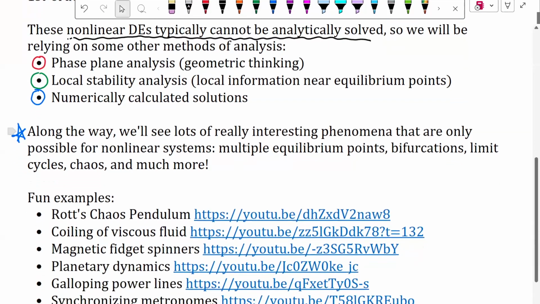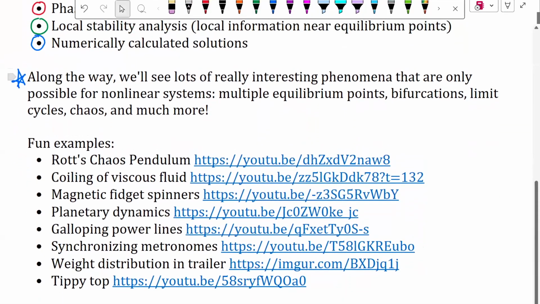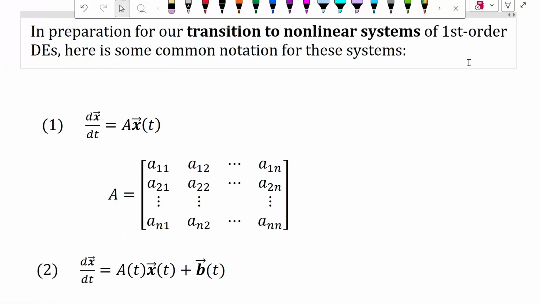Some interesting examples can be seen at these YouTube links, and I will leave you to take a look at those yourself. Let's go to the next page. So in order to start talking about these nonlinear systems, let's make sure that we are on the same page when it comes to notation.